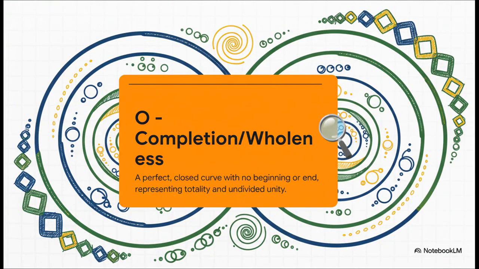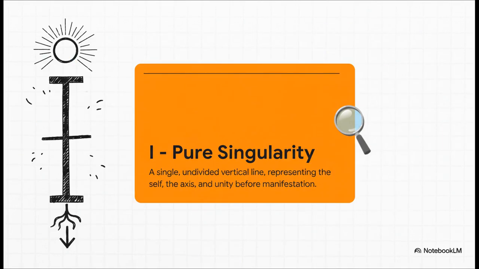Okay, let's take another one. The letter O. I mean, look at it. It's a perfect, closed curve. There's no beginning, there's no end. It just feels like wholeness, doesn't it? Like completion and undivided unity. You don't even need a dictionary for that one. You can just see it. Or how about the letter I? Just a single, straight, undivided vertical line. It's a perfect geometric symbol for singularity, for the self, the I am, right? It's like an axis that connects what's above with what's below, long before it ever thinks about branching out.